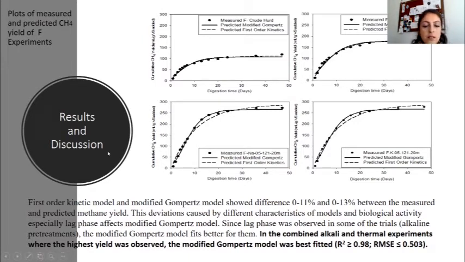And for the kinetic models, we can say that the first order kinetic model and the modified comparison model show a difference of 0 to 11% and 0 to 13% between the measured and predicted methane yield. This deviation is caused by the different characteristics of the models and biological activity, especially the lag phase in the comparison model. Since a lag phase was observed in some of the trials, the modified comparison model fits better for them, and combined with alkaline and thermal experiments where the higher yield was observed, the modified comparison model was best fitted in this study.